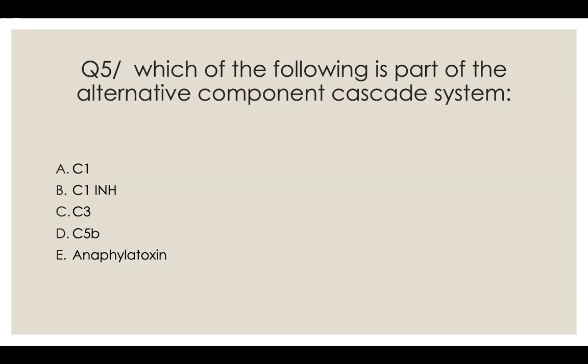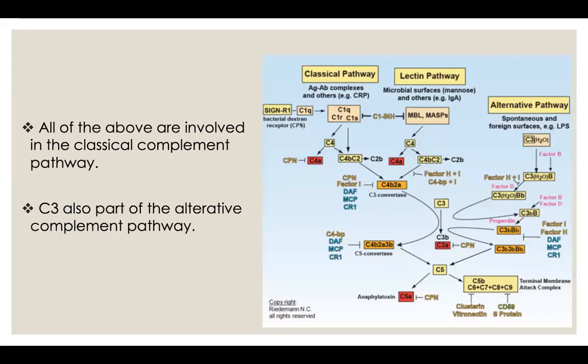And yes, it is C3. Actually, all of them are components of the classical pathway, but particularly, as you see in the diagram, C3 is a part of the alternative complement system. You can see the C3. But C3 is present in the classical as well. Okay, but C3 is mainly on the alternative pathway. That is a little bit of a tricky question.